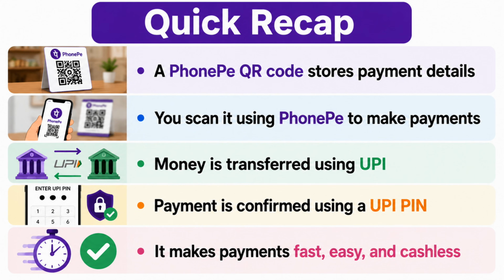Now we will see the summary. A PhonePe QR code stores payment details. You scan the QR code using PhonePe to make payments. Money is transferred using UPI. Payment is confirmed using a UPI PIN. QR code makes payments fast, easy, and cashless.